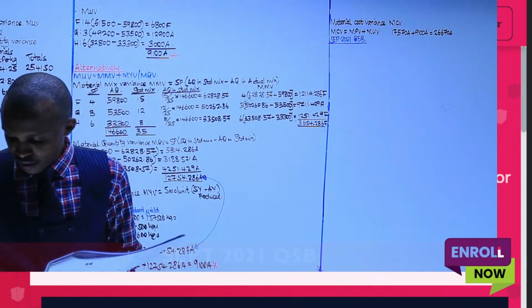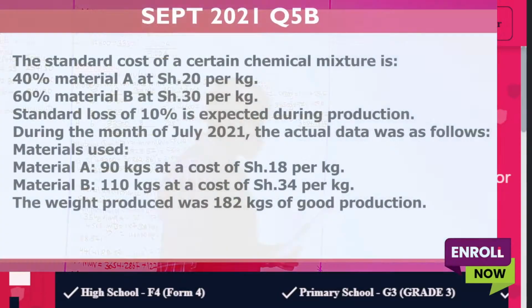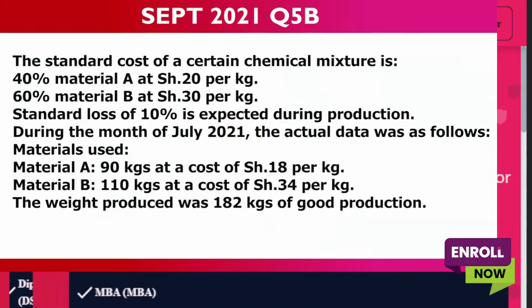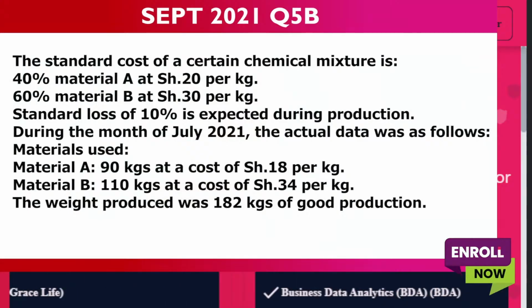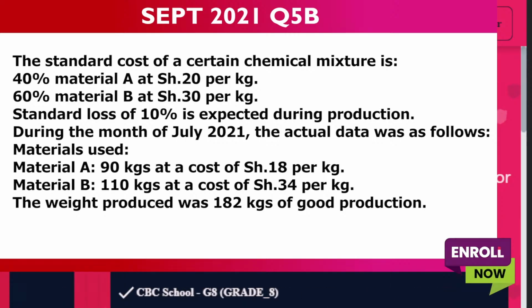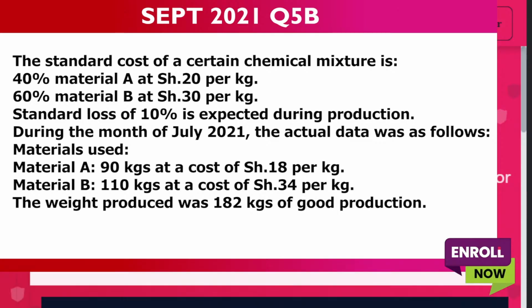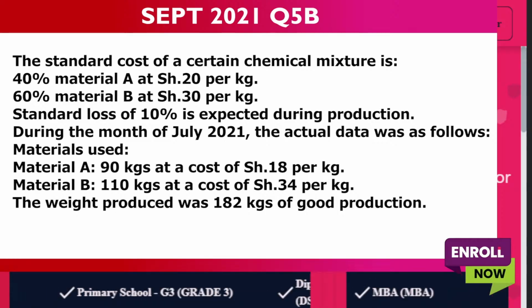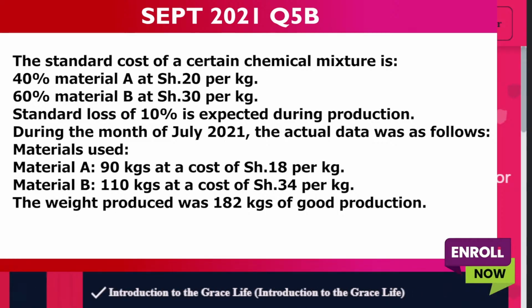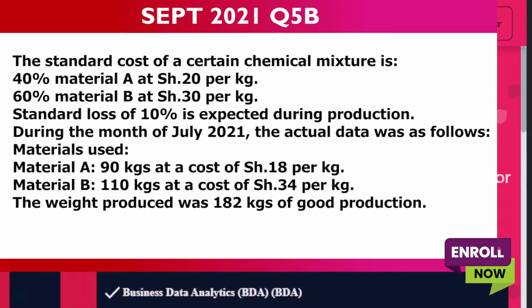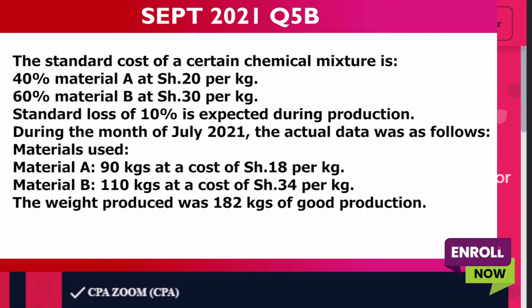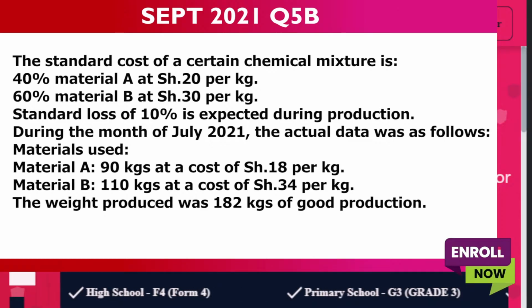The question is saying the standard cost of certain chemical mixture is 40% material A at 20 per kg, 60% material B at 30 per kg. The standard loss of 10% is expected during production. During the month of July, the actual data was as follows. Material A used 90 kgs at a cost of 18 per kg. Material B used 110 kgs at a cost of 34. The weight produced was 182 kgs of good production.